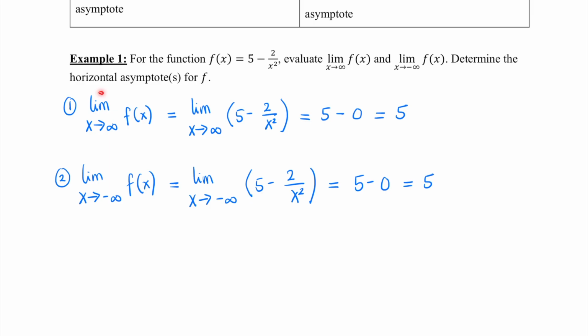So the limit of f of x as x approaches infinity is 5. And the limit of f of x as x approaches negative infinity is also 5. Since both limits are equal to 5, the horizontal asymptote is y equals 5.